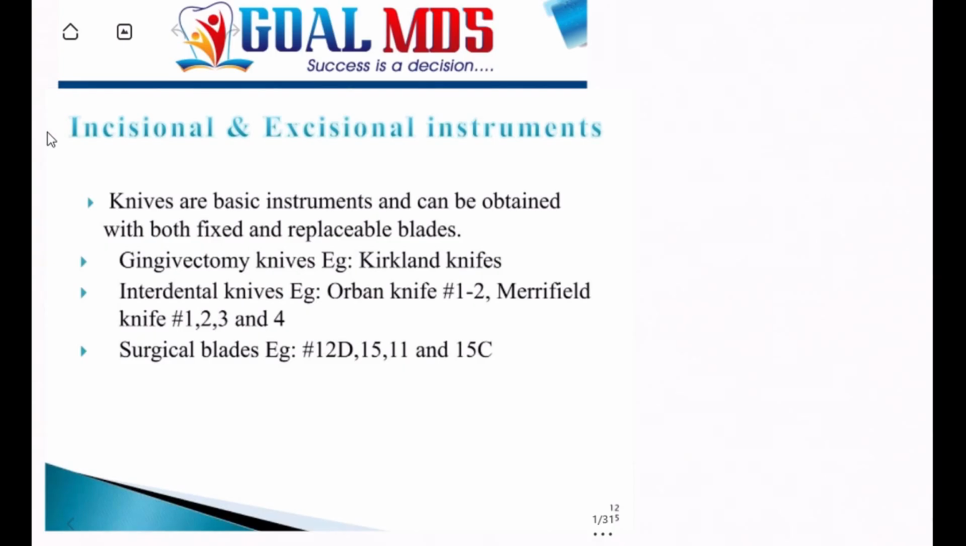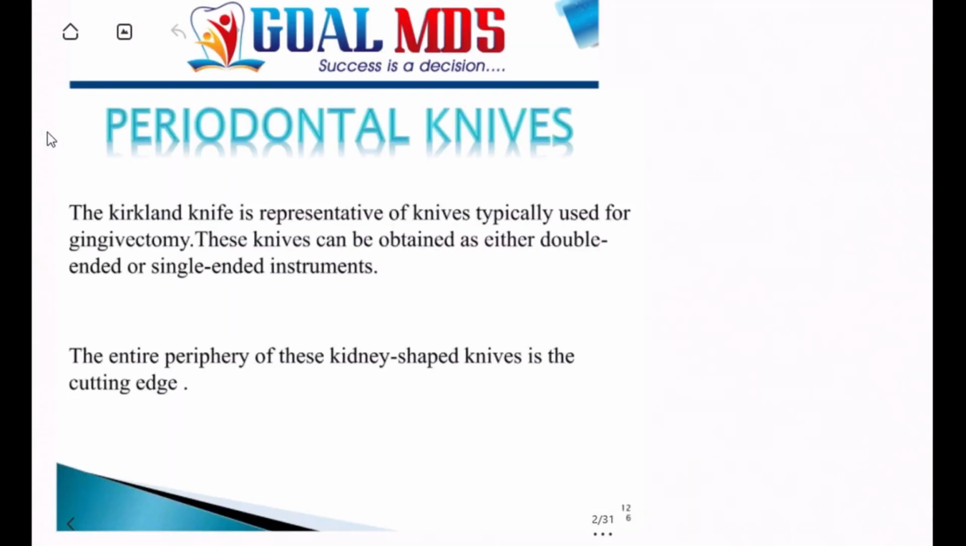The incisional and excisional instruments, the knives, are the basic instruments. They can be obtained with both fixed and replaceable blades. Examples are the gingivectomy knives: Kirkland knife, interdental knife, Orban knife, Merrifield knife. Surgical blades 12D, 15, 15C are all incisional and excisional instruments. The Kirkland knife is typically used for gingivectomy.